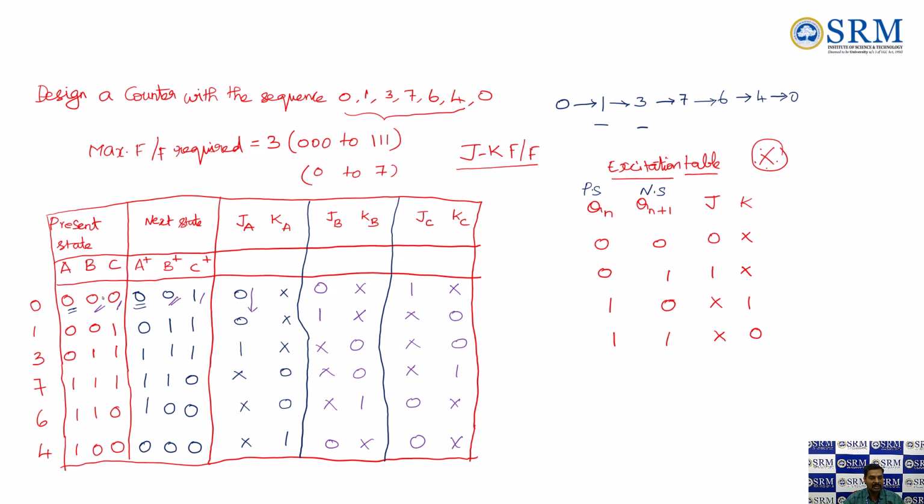So after this, I'm writing the present state in the given sequence order. 0, 1, 3, 7, 6, 4 was given. The corresponding binary value was written in the present state. If 0 is the present state, then the next state is 1. If 1 is the present state, 3 will be the next state. If 3 is the present state, 7 will be the next state. So accordingly, I wrote the next state values.